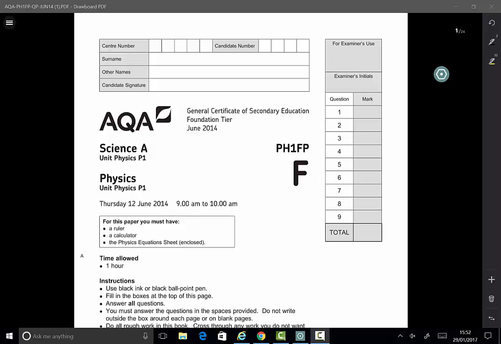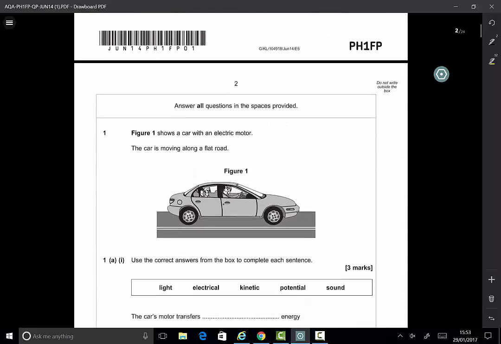And welcome to this video in which I'm going to go through this AQA P1 foundation paper from June 2014. So let's start with the first question.